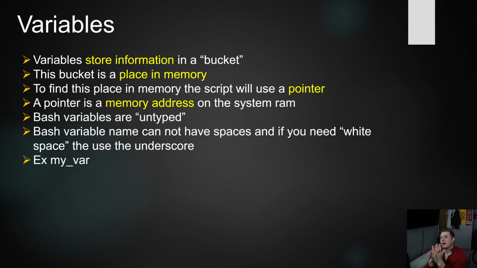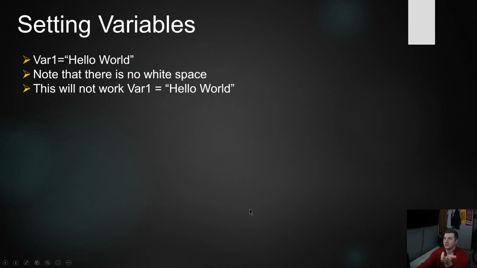Okay, this bucket is a place in memory. If you're familiar with other programming languages, this uses a pointer. All right, pointer is a memory address. Bash variables are untyped, and what we mean by that is there are no strings, there are no integers, we're not typing anything. It is untyped, okay? Moving on to setting variables, okay?